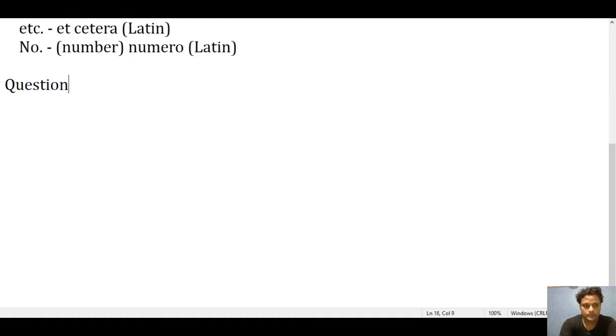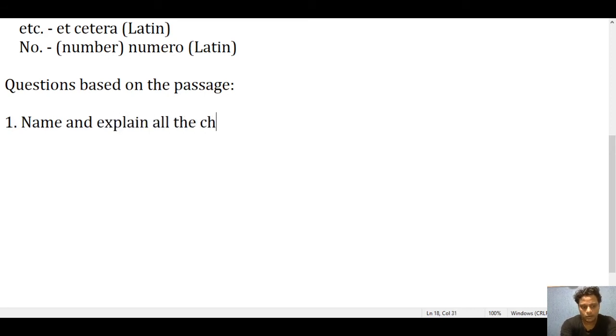So questions based on the passage. Here now you could treat it as your unseen passage. I would not follow the pattern exactly for the board, but these are general questions. Okay, so the question number 1 is: name and explain all the characters in the story. That's your first question, guys. Name and explain all the characters in the story.